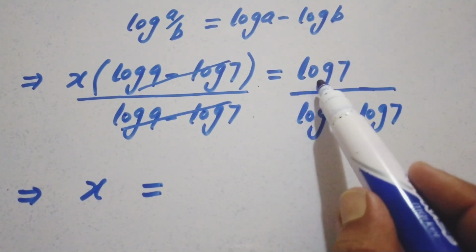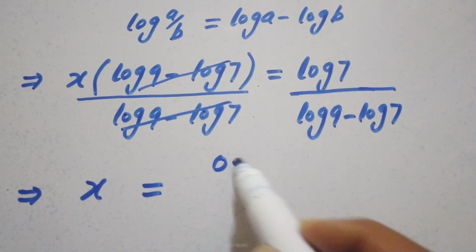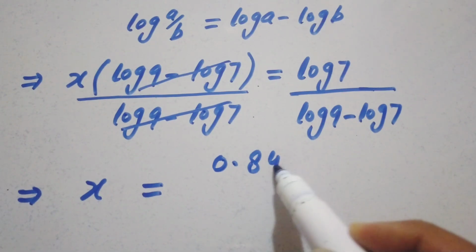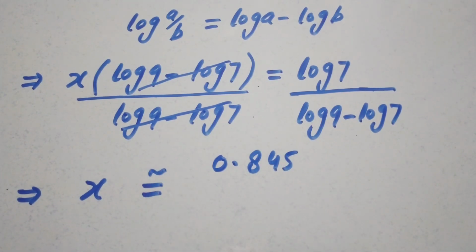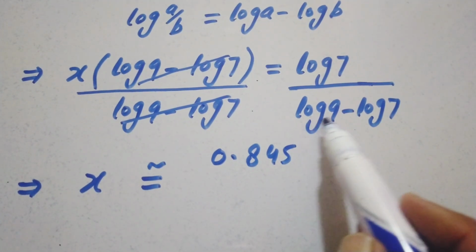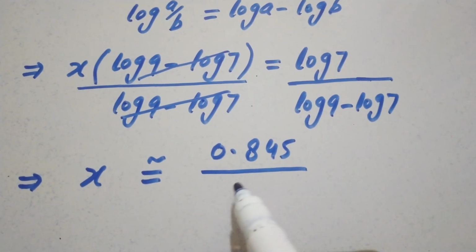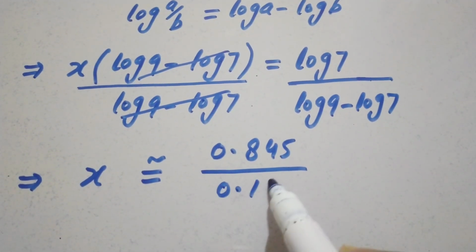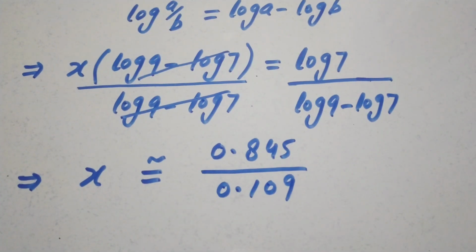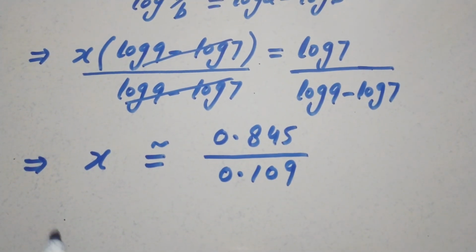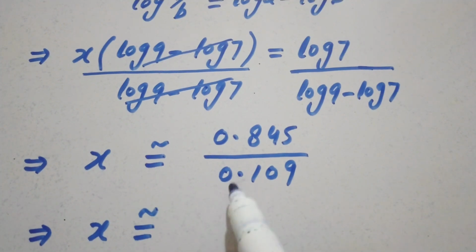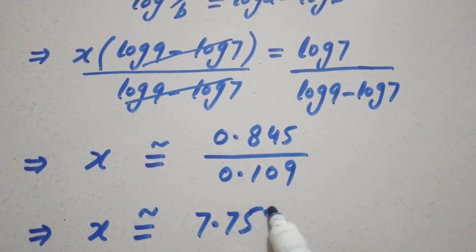So this is 0.845 nearly, and log of 9 minus log of 7 is nearly equal to 0.109. Now dividing these numbers, we get the value of x, which is nearly equal to 7.752.